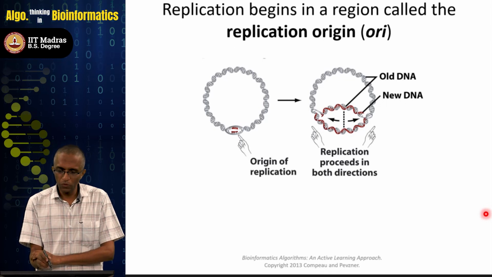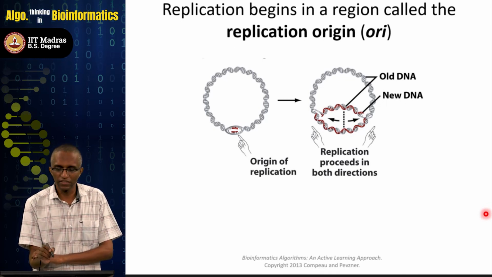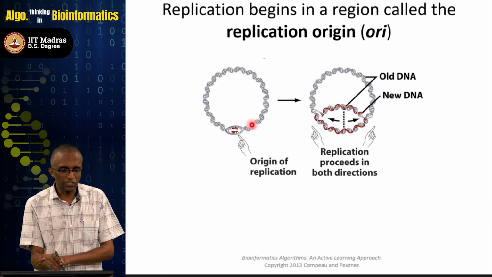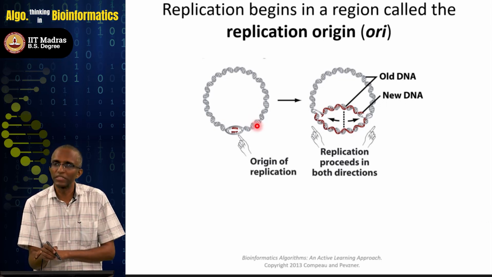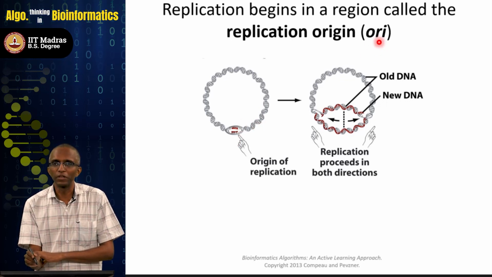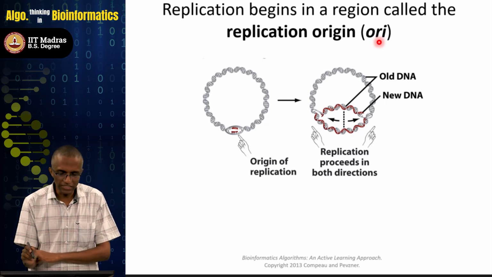Based on existing biological knowledge, we know that it starts in a particular region; it does not randomly start anywhere in the genome. For small circular genomes there are particular regions where it starts, and this is called the replication origin. We will abbreviate it as ORI in the subsequent slides.